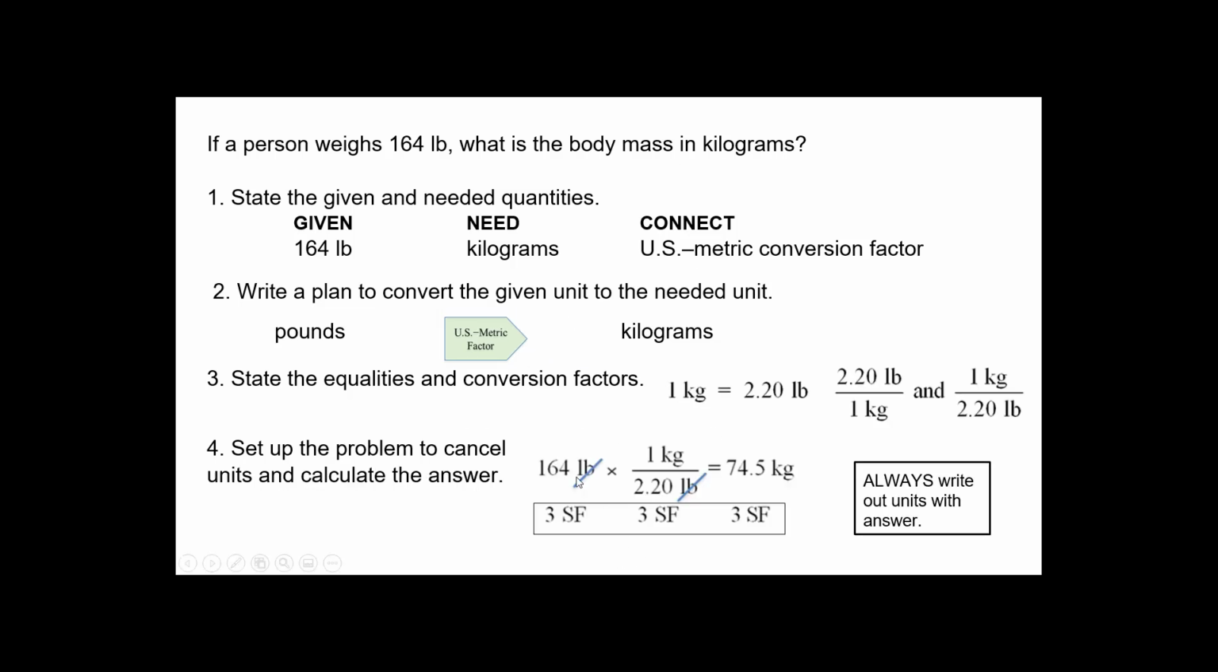So we have 164 pounds. We're going to use pounds on the bottom to cancel out. We should end up with kilograms. And we end up with 74.5 kilograms. Now let's take a look at this problem completely. We have 3 sig figs here.